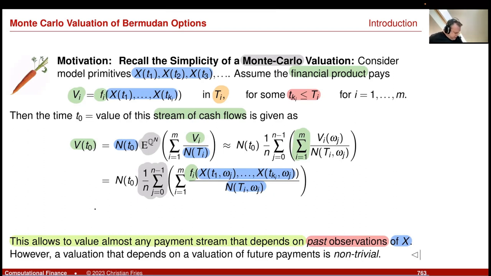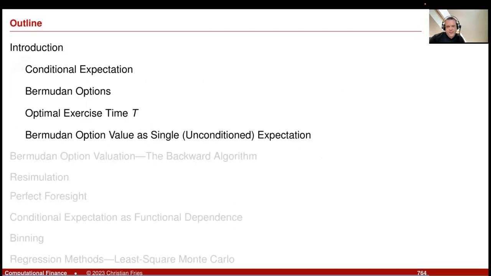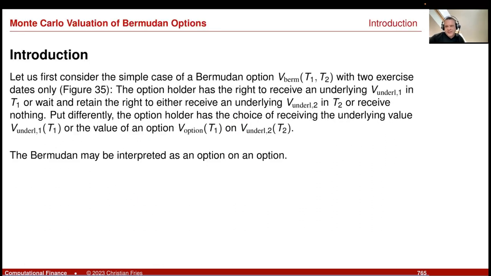So a valuation that depends on a valuation of a future payment could occur, and this is non-trivial. An example for this is the Bermudan option. So let's have a look at a Bermudan option. I first consider a very simple case: a Bermudan option with two exercise dates. So there are two times now, T1 and T2.